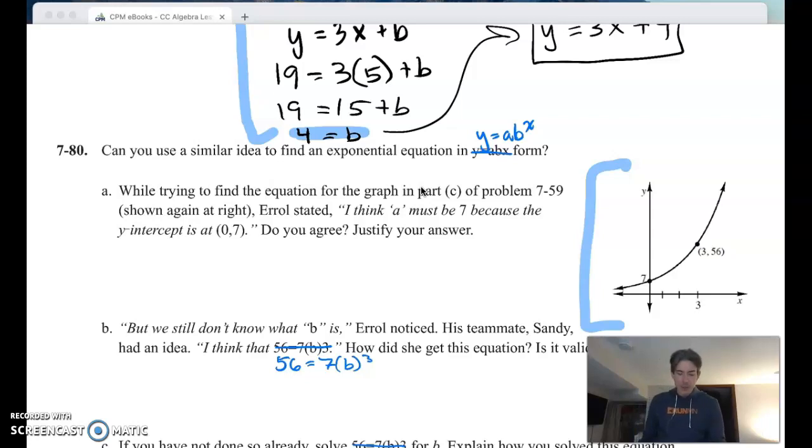Trying to find the equation for the graph in part C of the problem 7-59, shown at the right, Errol stated, I think a must be 7 because the y-intercept is (0, 7). Do you agree? Justify your answer. I'm going to go ahead and say yes, absolutely, we agree. That's our starting point. That's got to be our y-intercept. Remember, that happens when x is 0. And of course, if x is 0, b to the 0 is 1, and so the only thing left, that's our multiplicative item, is that a value. So a does have to be 7.